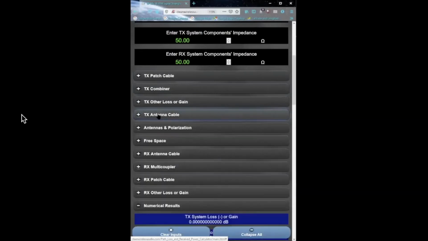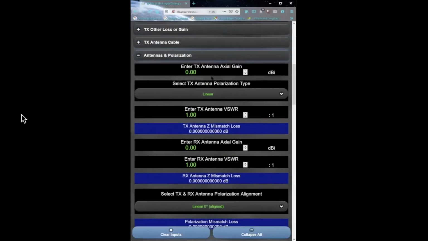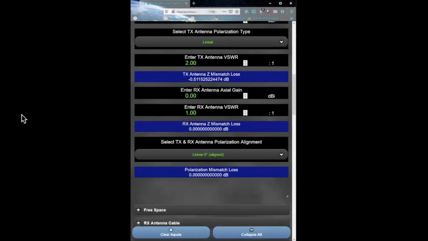Transmit antenna cable between the combiner and the antennas, but we can jump right to antennas and polarization. So the first thing we'll enter here is the transmitter antenna. This is the whip sticking out of your microphone. I generally set these at 0 dB for mics. And I assume a 2-to-1 SWR, which is very good. And then you'll get a sub calculation total there.